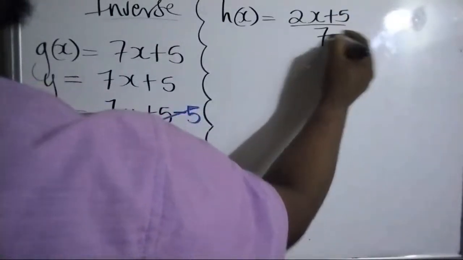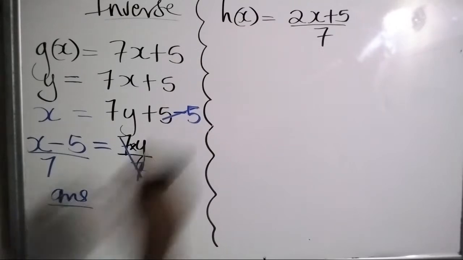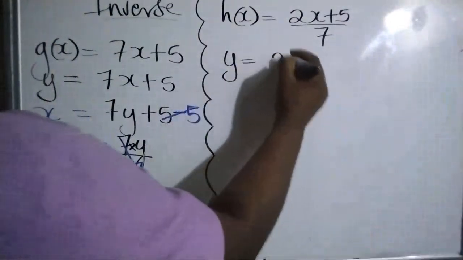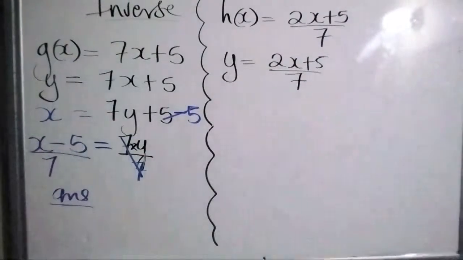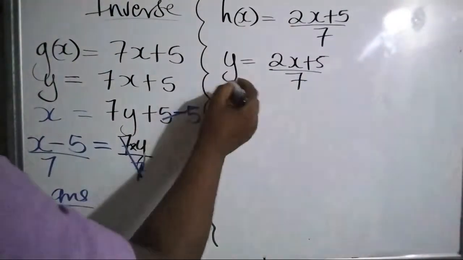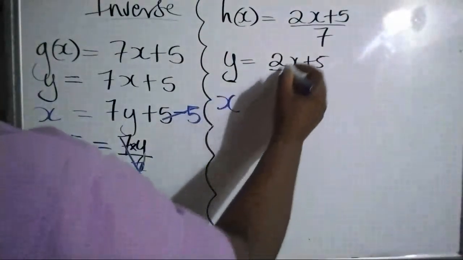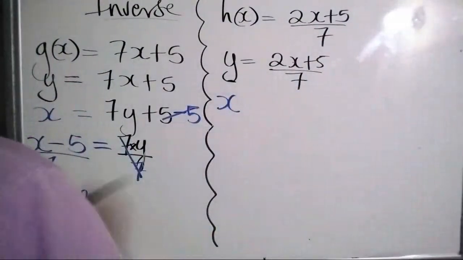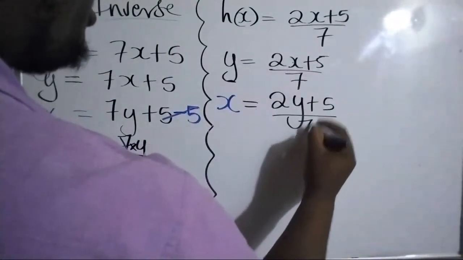Alright, I'm going to look at this one. We're going to find the inverse of h of x is equal to 2x plus 5 divided by 7. Nobody get worried, it's easy. We do the same approach. We change the function to y, so y equals 2x plus 5 divided by 7. Next, we interchange x for y and y for x. So that's x equals 2y plus 5 divided by 7.